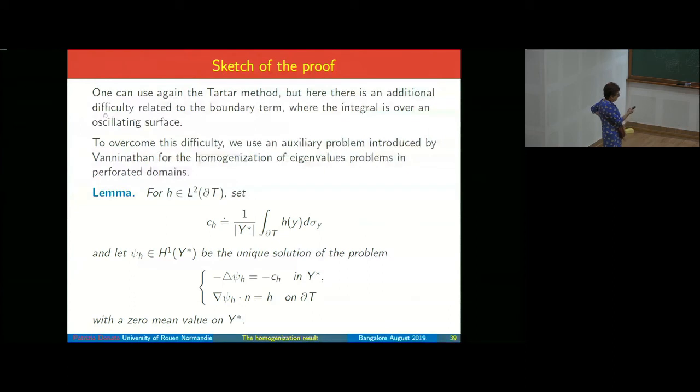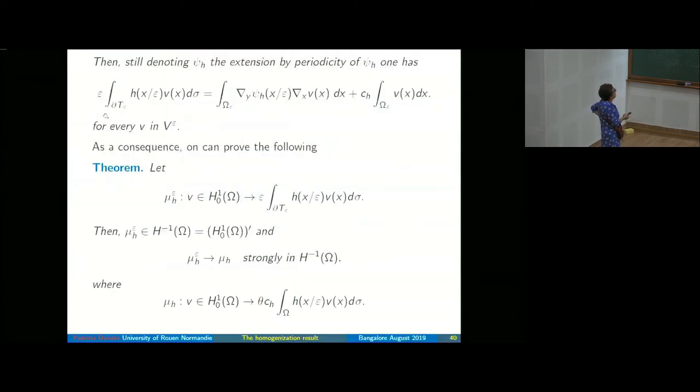Then, if you extend this solution to the whole R^N perforated by periodicity, what is the equation? The equation is epsilon times the integral on the boundary of the holes of h(x/epsilon) v equals this product plus C_h times the integral over omega epsilon of v dx. Okay, so now one proves that actually this term is of order epsilon, so it goes to 0, and this term converges to the limit of this term, which is nothing else than C_h multiplied by theta times the integral of v.